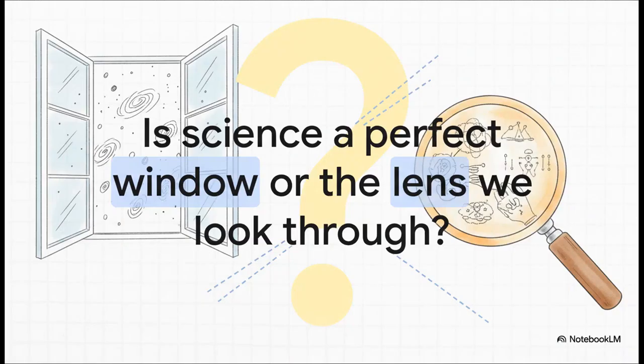So, is science simply uncovering the cold, hard, objective truth of the universe? Or is the very act of doing science, the method itself, actually influencing what we find? That is the fundamental question we're going to unpack together.